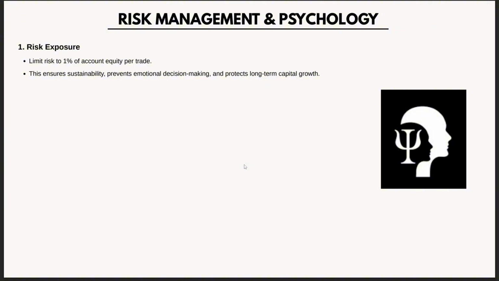So the first thing you want to do is to limit your risk exposure. You want to limit it to nothing more than 1% of the account equity per trade. And this ensures sustainability, prevents emotionally driven decisions, and protects your long-term capital growth.